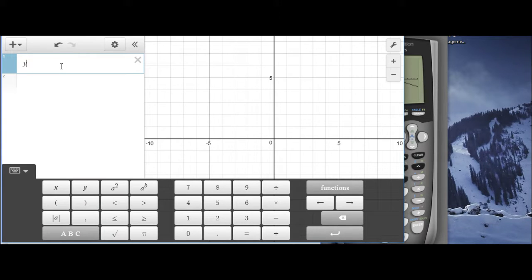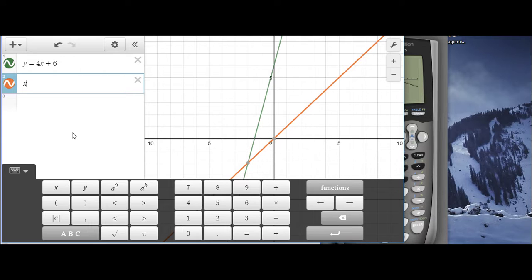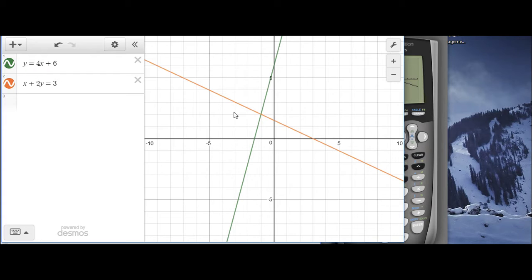The first equation was y equals 4x plus 6. And then you want to click in the next box. Now here you can type in slope-intercept form, or even the original equation, x plus 2y equals 3. So that's kind of an advantage over the graphing calculator. You don't have to be in slope-intercept form. And if I click in the graph area, you can see the system. And if I click on the point and hover, I can see that the point of intersection is negative 1, 2. It agrees with what the graphing calculator said that point of intersection is.